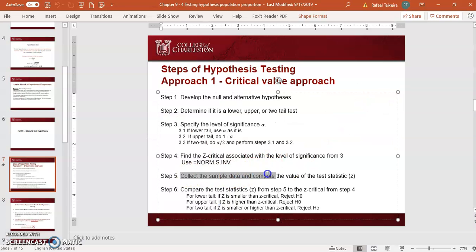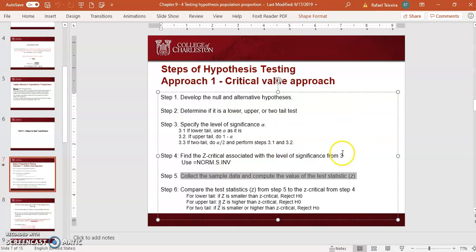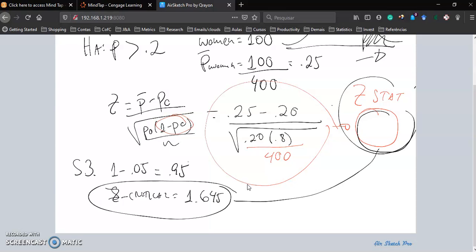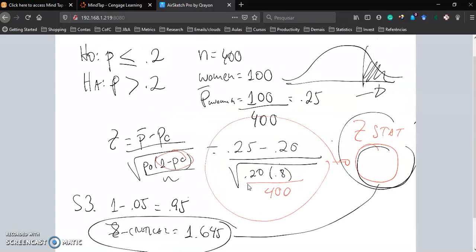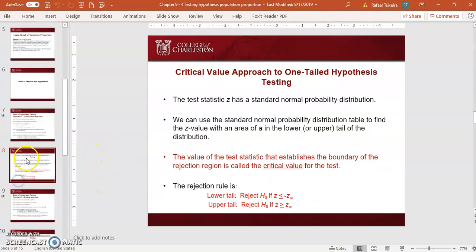My next step is to collect the sample data and compute the value of the test statistic. I did it here. I'm going to skip this part. So I compare now this z statistic with my z-critical. Because it's an upper tail test, if the z statistic is higher than the z-critical of 1.645, and is in this region, I reject the null hypothesis. Okay, you're done with the test.